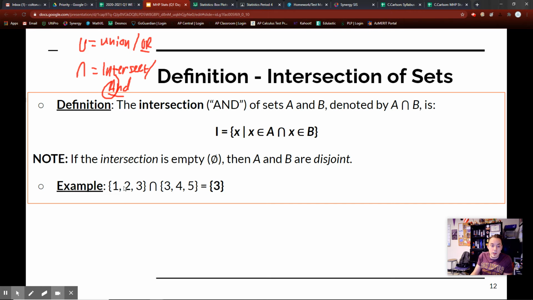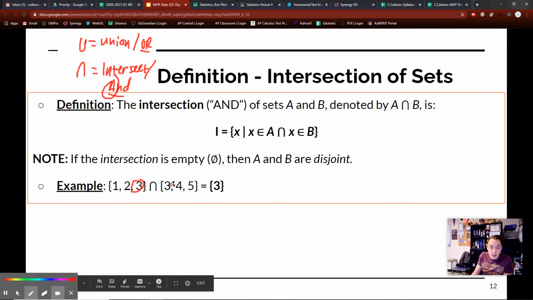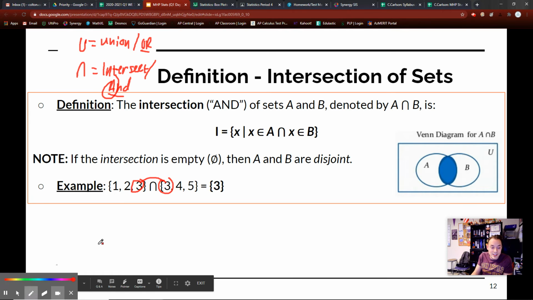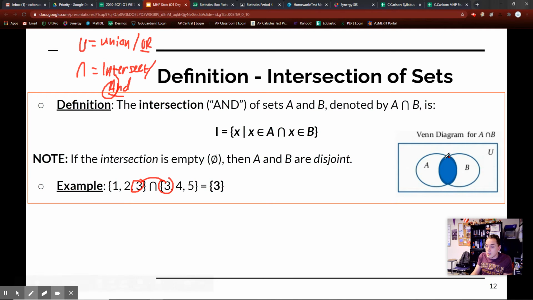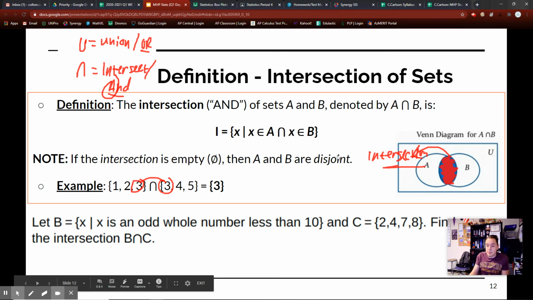Okay? So let's just take 1, 2, 3, and then intersection 3, 4, 5. All right? 1, 2, 3, intersection, or "and," 3, 4, 5. What is the one thing in common? The one thing in common is 3. And this can be demonstrated via a Venn diagram. So if I have A and B, the things that are in common are the things that I'm going to take out and call the intersection. So this is what we call the intersection. I know that's awful. Whatever. Let's continue on. So let's give this example.